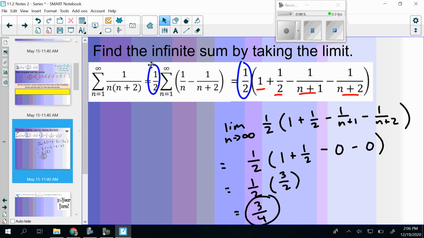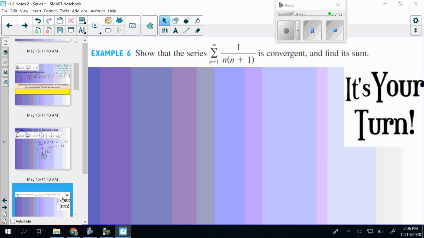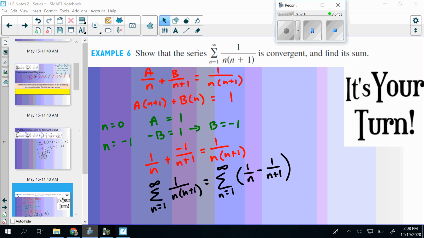All right, let's try one more of those where you'd have to use partial fractions. So show that this series is convergent and find its sum. So again, this is one we're going to have to do partial fractions on. So why don't you pause the video and try writing this out as a partial fraction, and then hit play, and we'll try to finish this one off. All right, let's check your partial fractions out.